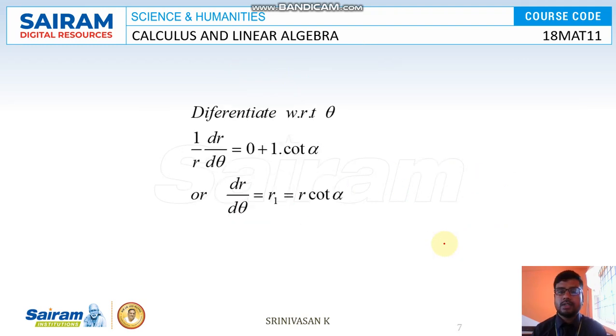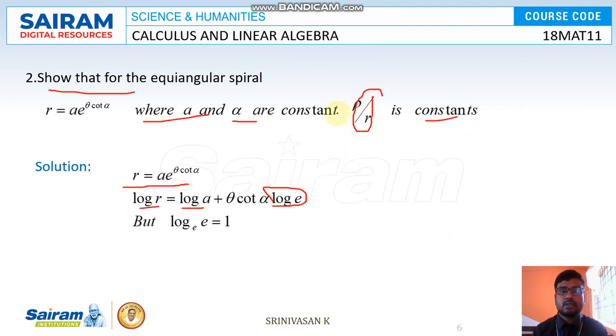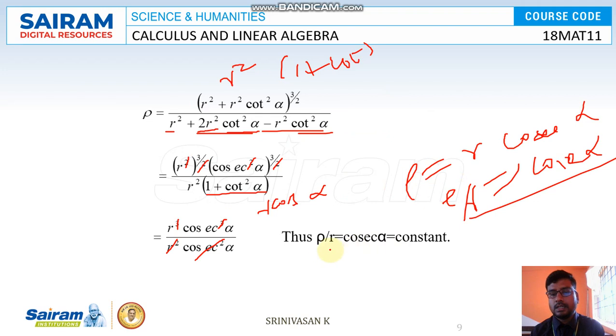So what do we have to prove? We have to prove ρ divided by r is a constant. That is our aim. Why is it a constant? Because a and α are constants, so ρ/r is a constant. Clearly, here α is a constant, so if it is constant, then definitely cosec α is also constant. So that is the proof, and it ends the proof.